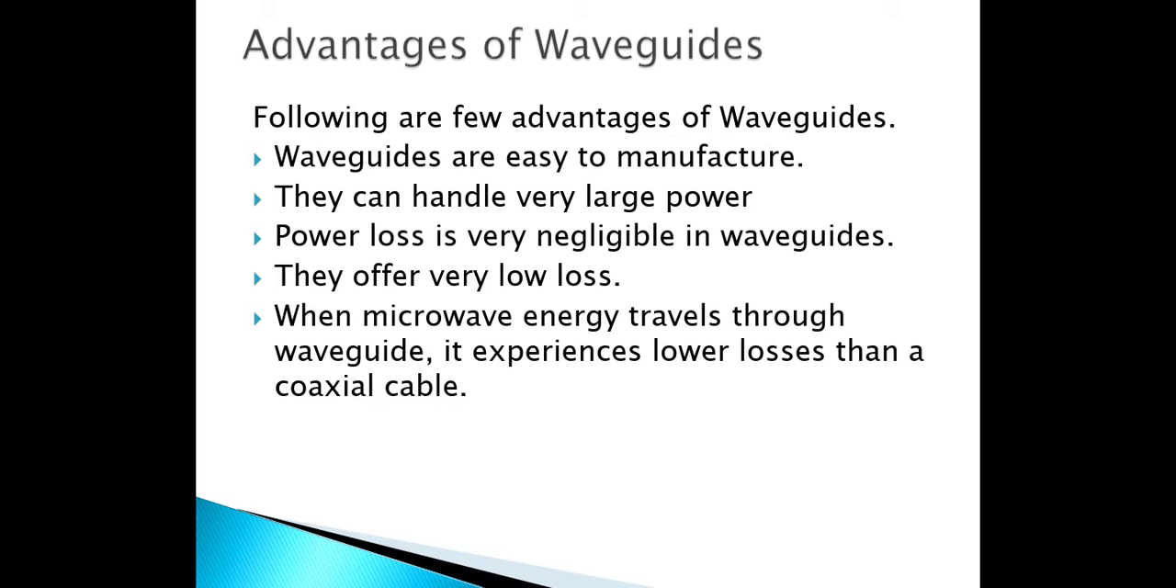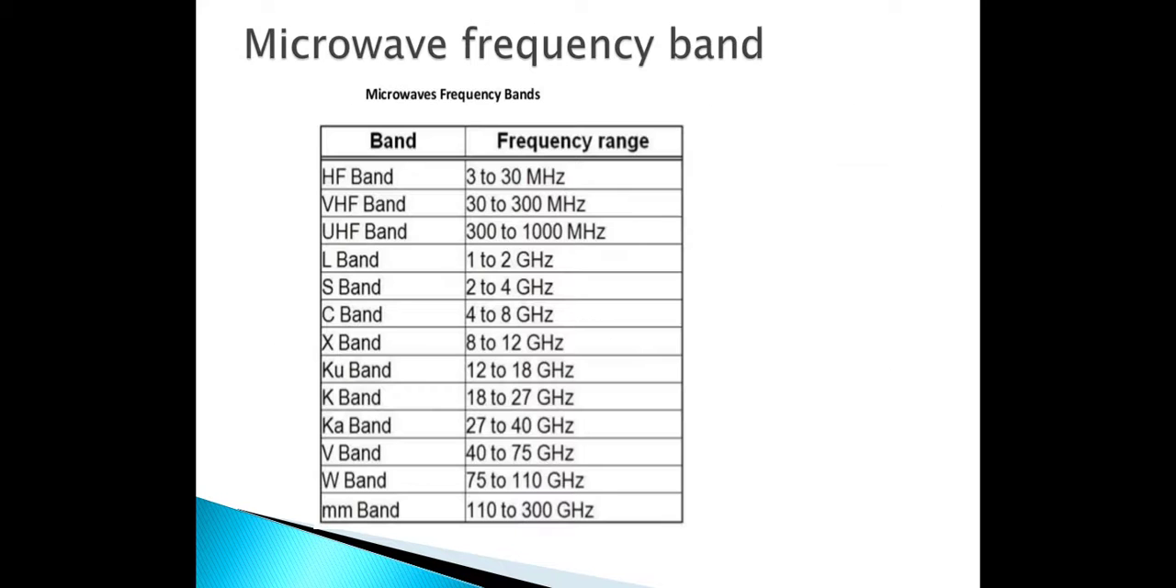So these are some advantages of waveguide. Waveguides are easy to manufacture. They can handle very large power. Power loss is very negligible in waveguides. They offer very low loss when microwave energy travels through the waveguide. It experiences lower losses than a coaxial cable.